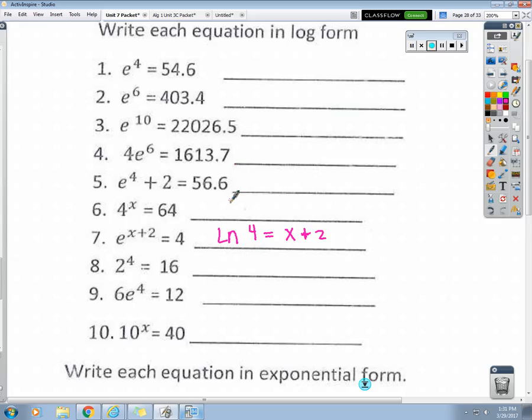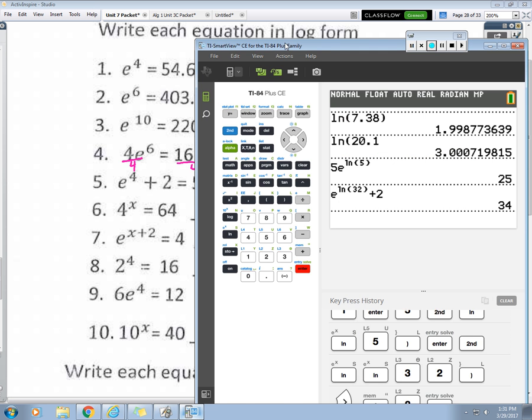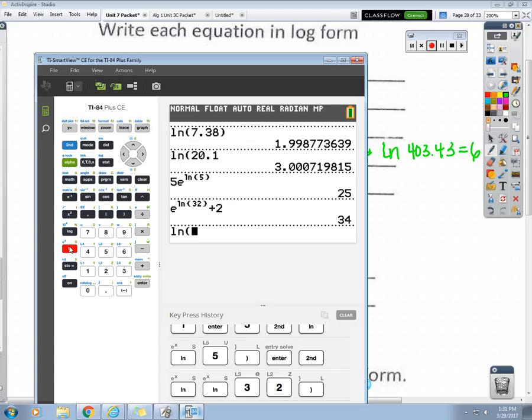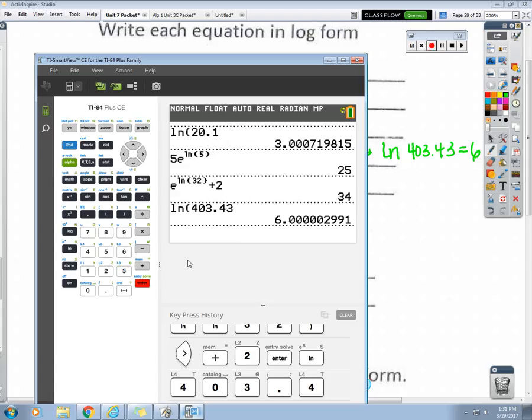Okay, what would we do first on number 4? And so that would give us e to the 6th power equals what? Isn't it 403.43? Okay, but now we need to rewrite that as a log, and since the base is e, it's a natural log. So it would be ln 403.43 equals 6. And then you can check it. If you type in ln of 403.43, you get 6. So that means we did it right because it makes sense.